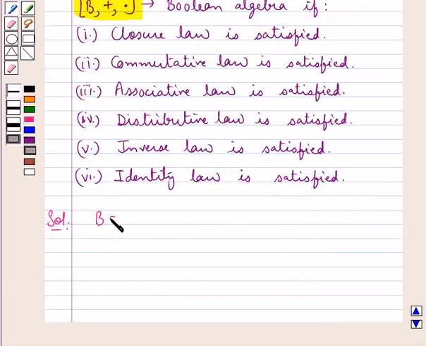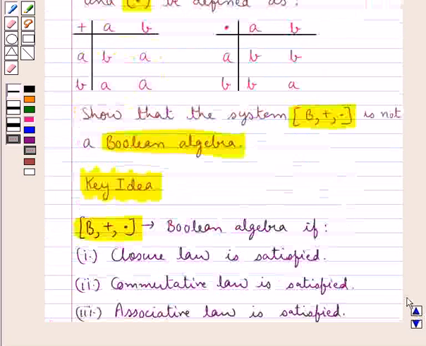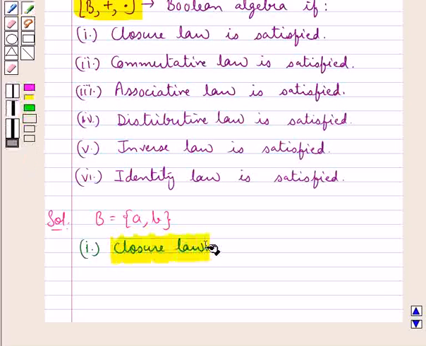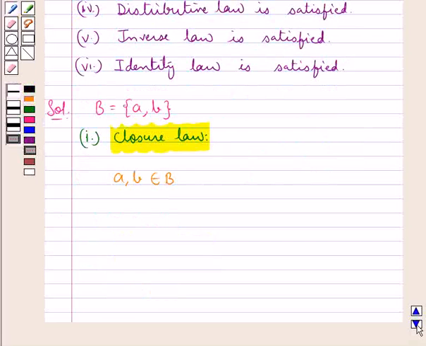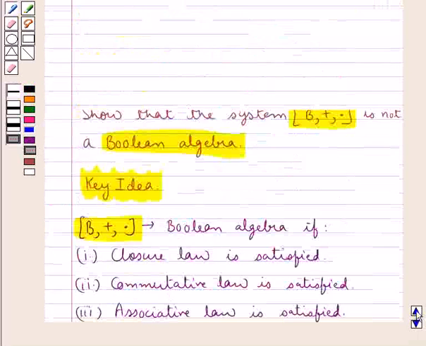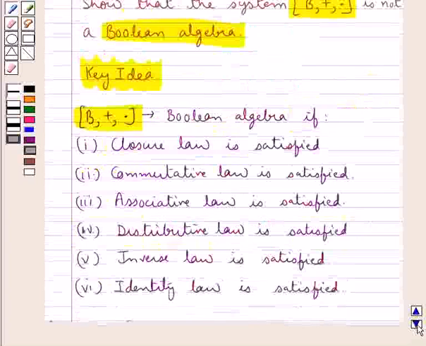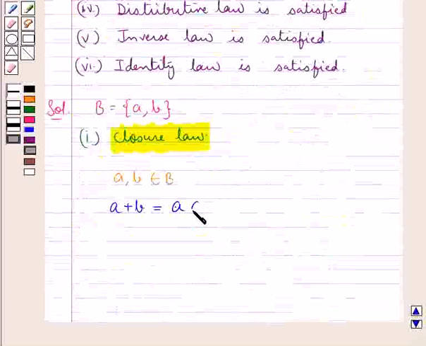We have a set B which contains the elements A and B, and these tables show how the operations of sum and product are defined. Now first of all, we consider the closure law and see if this closure law is satisfied or not. Now we have A and B are the elements of the set B. Now consider A plus B. From this table, we find that A plus B is A, and this also belongs to the set B.